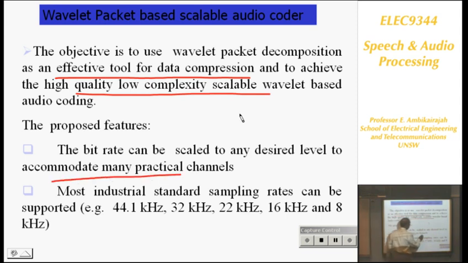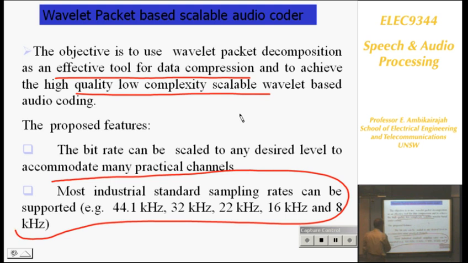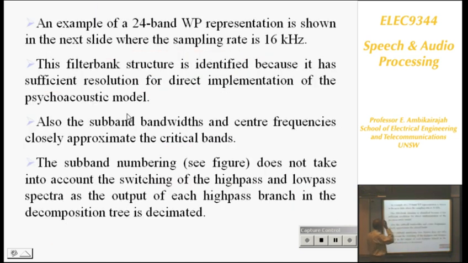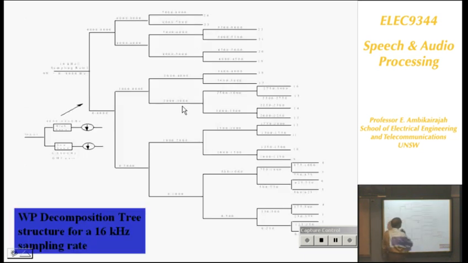So the wavelet packet-based coder allows you to have multiple sampling rates: 44, 32, 22, and so on. An example of a 24-band critical band wavelet packet representation at 16 kilohertz sampling is shown here in a minute. I'm using 16 kilohertz sampling, not 44. The subband bandwidth and the center frequency closely approximate the critical bands. So let's see the next diagram that we have.